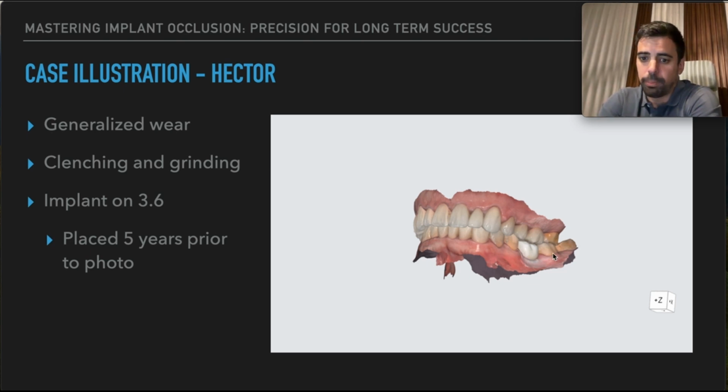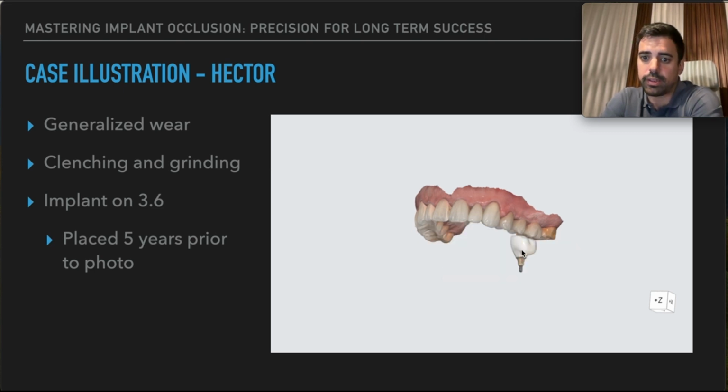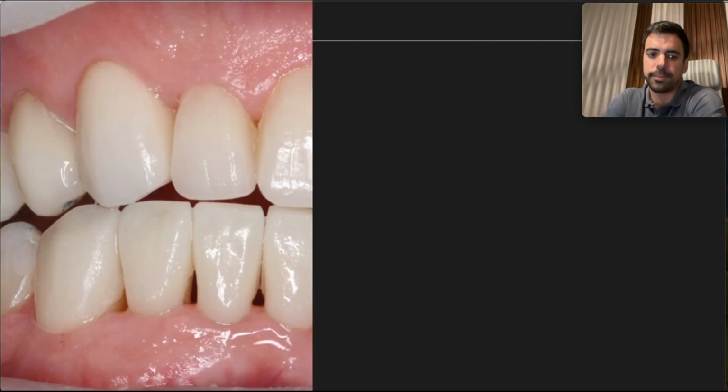So the bone was fully healed, and then we could place a new implant in a slightly different position, to get as much natural bone as we could. And then that's the implant crown. I mean, it's a completely different implant crown than the one that he had.